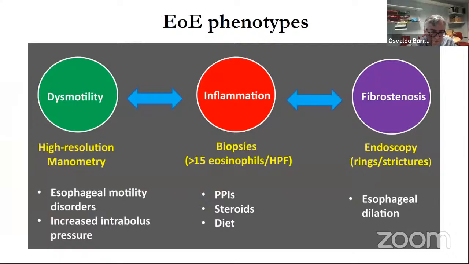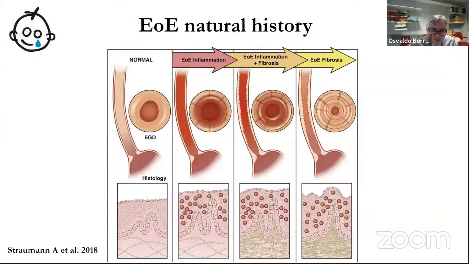So in general, we can have different types of phenotype. We have an inflammatory phenotype, which can be associated with dysmotility, essentially, but we can also have a fibrostenosing phenotype. What has been suggested in the last few years is that in the initial phase of the eosinophilic infiltration, we have mainly mucosal inflammation. With time, if the inflammation is not cured, we can have subsequent fibrosis and then esophageal narrowing.